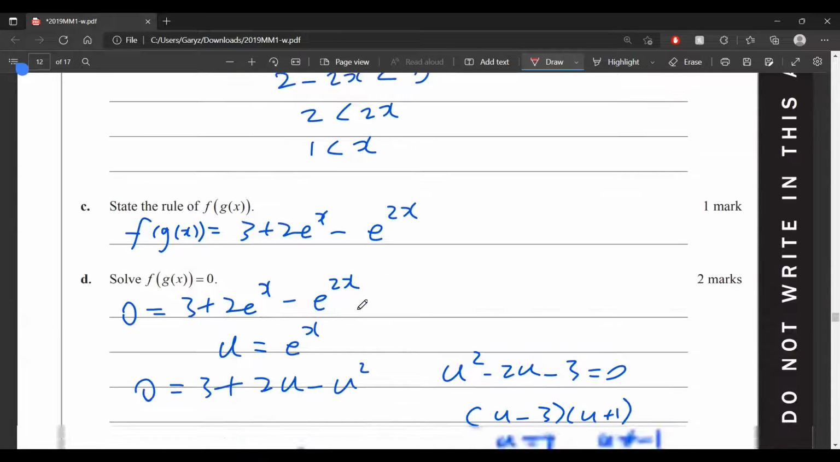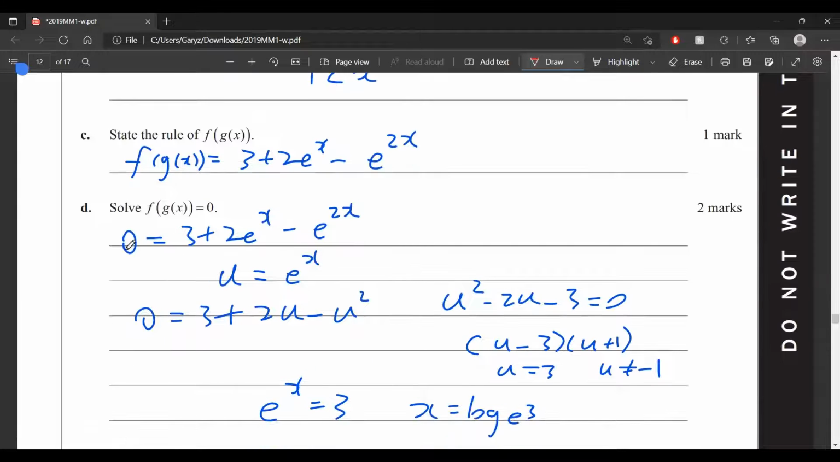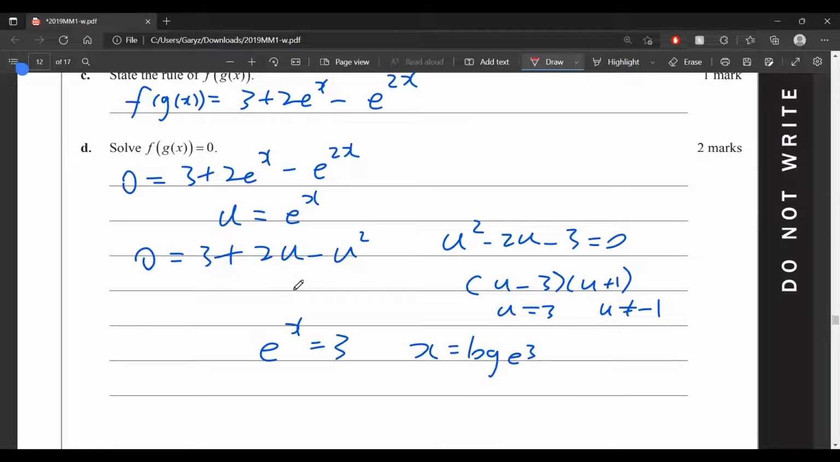F of g of x, again, this should be relatively easy here. And solving that for 0 is one of those disguised quadratic equations. We just let u equal e to the power of x, substitute that in, and after we factorize it, we get u as 3 and u as -1. But we know that u can't be -1, because u is equal to e to the power of x, and e to the power of x is always bigger than 0. So as such, we know that e to the power of x is 3. In other words, x is log e of 3.